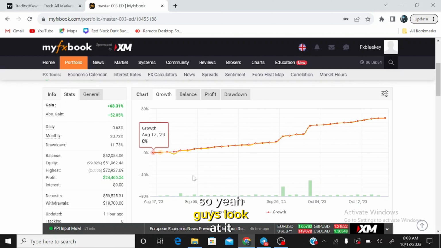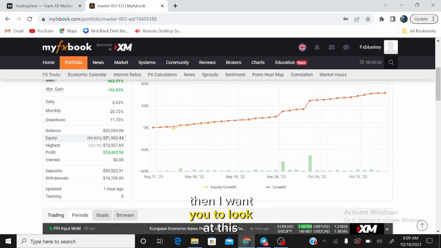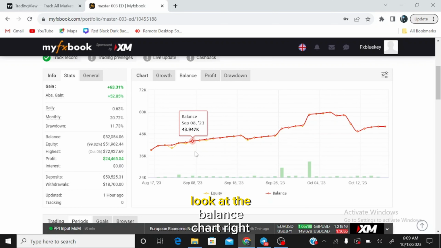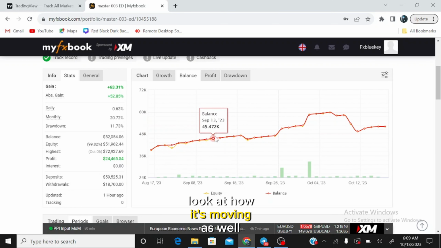Look at it, it's so beautiful. Let's look at the total gain so far on this account. We've got about +52%, +63. Then I want you to look at this. I told you this account has made over 24k. This account was about 20k plus, and it has made over $24,000 profit already. That's over 100% basically on this account. And let's look at the balance chart. Look at the balance chart right here. Look at how it's moving as well.